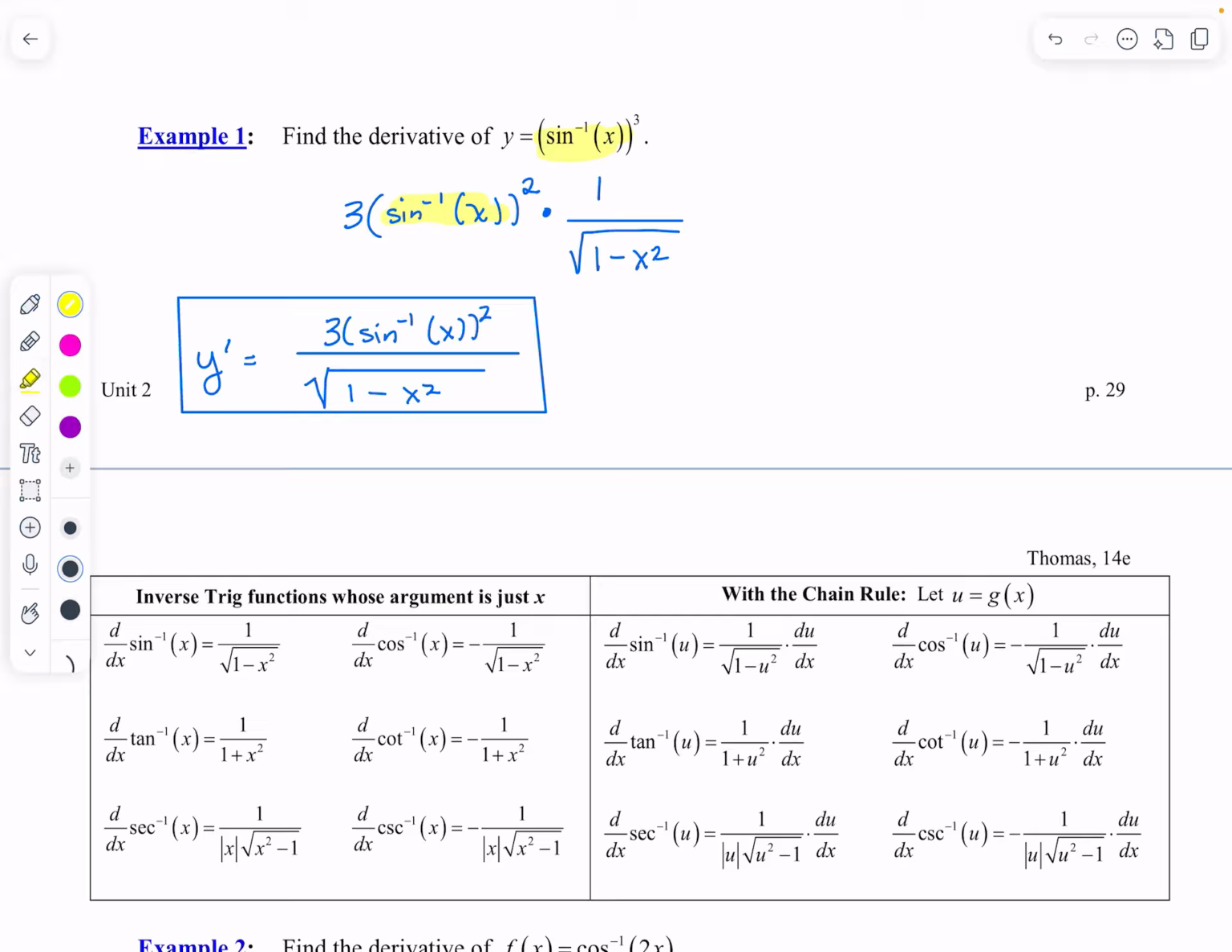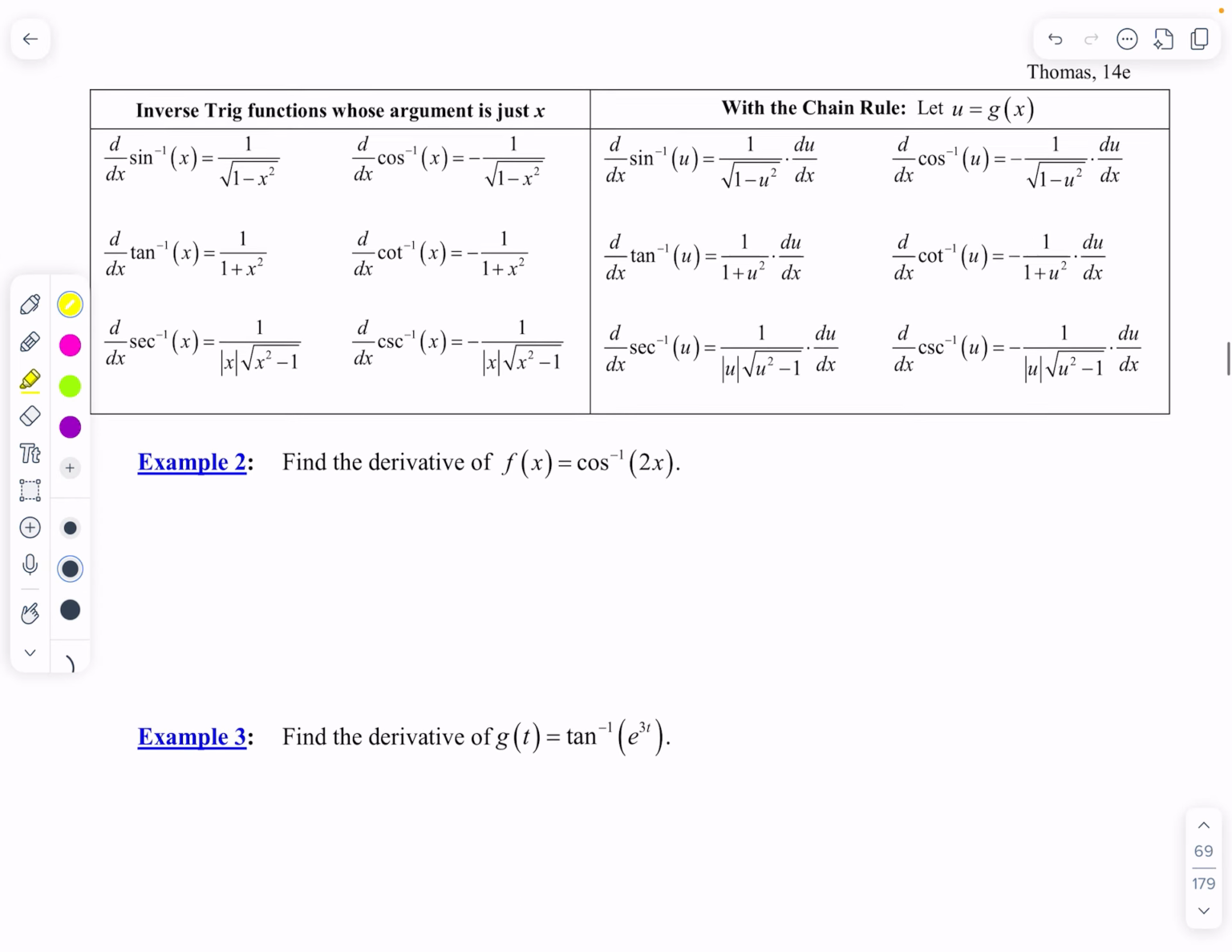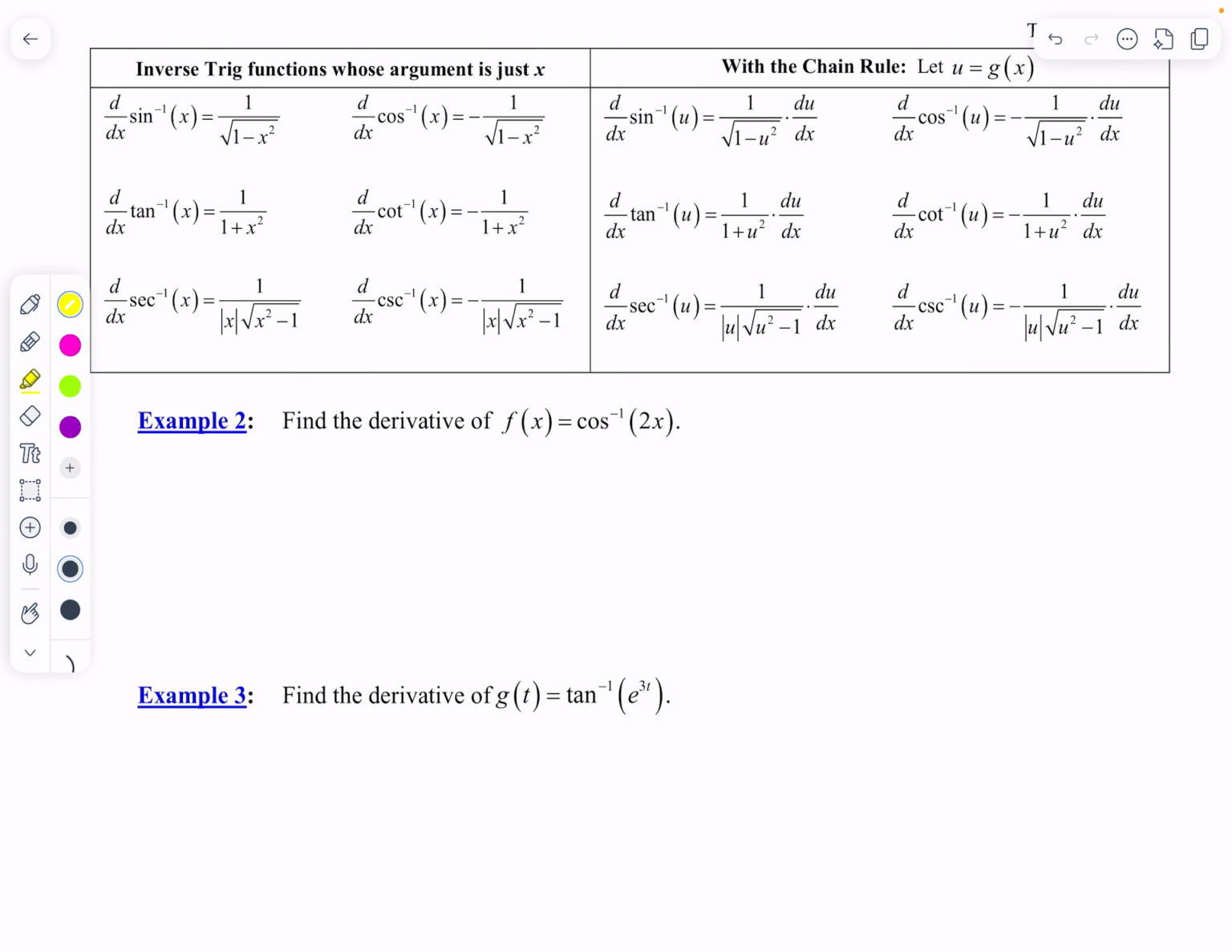All right. So that's my answer to the first one. So it's not too bad. But again, you have to memorize the inverse derivatives. Okay, so here they are again right below on this next page. Find the derivative of the function f at x, which equals inverse cosine of 2x. So I know that the derivative of this is going to be 1 over the square root of 1 minus x squared, but it's negative.